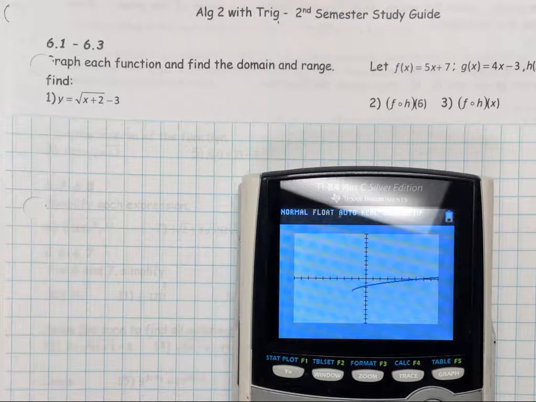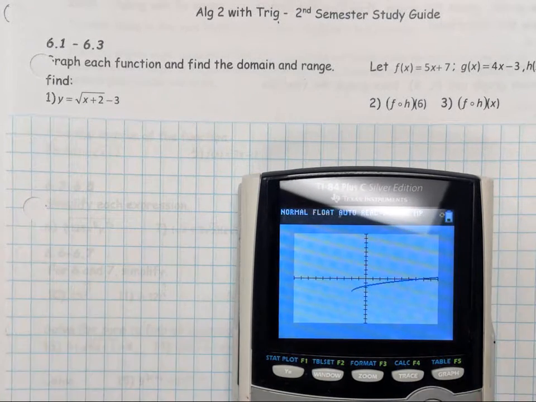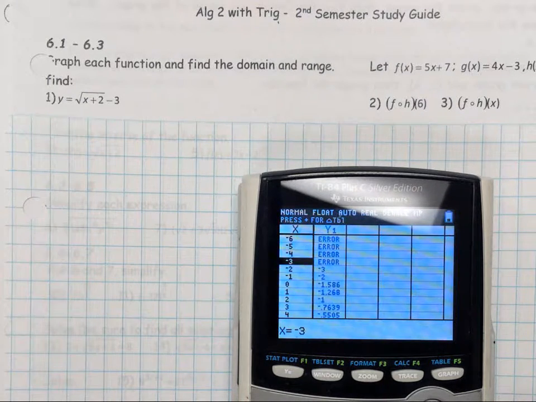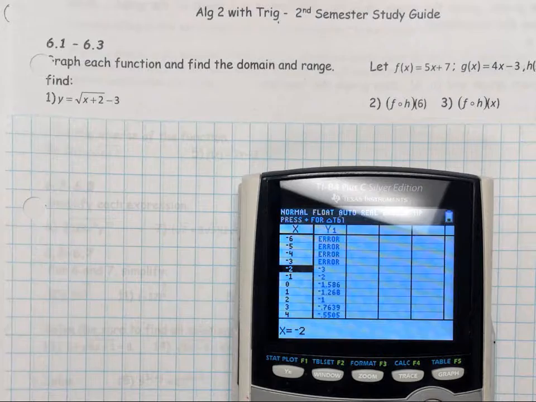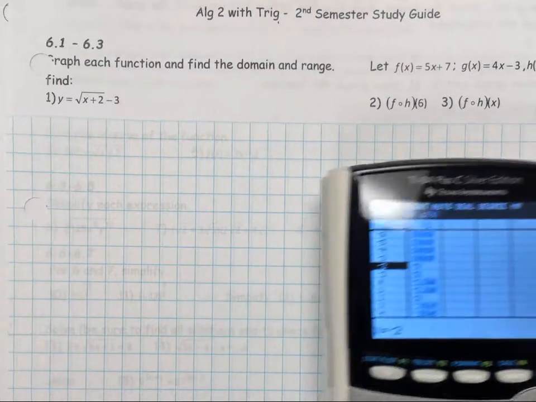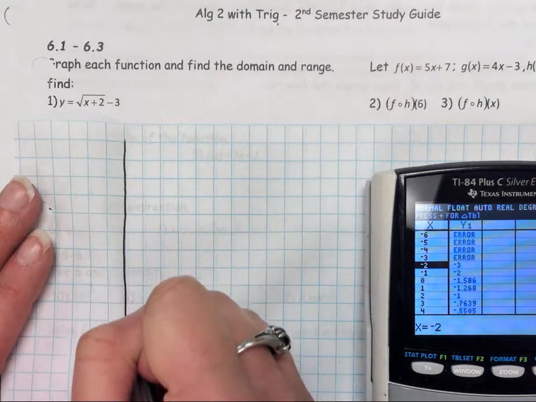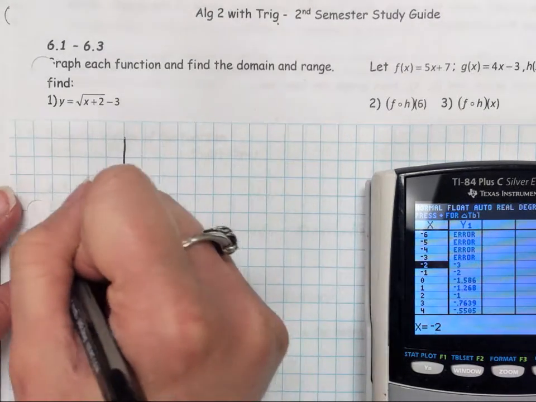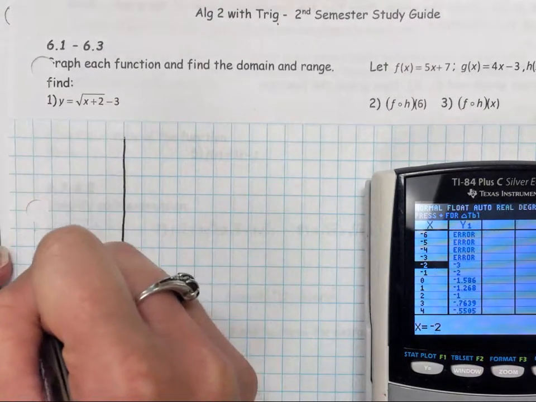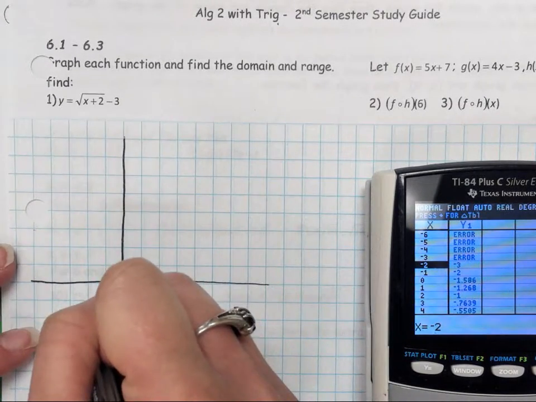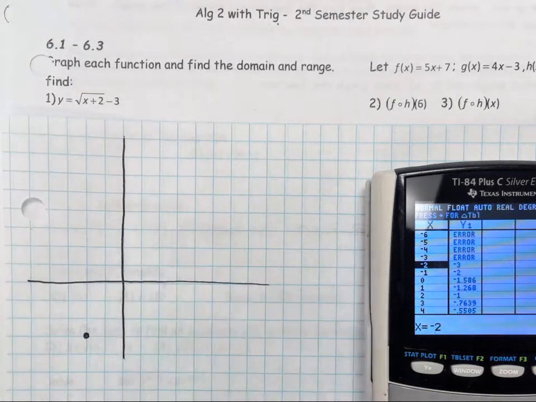Alright, so how do I go to my calculator and say, calculator, give me a whole bunch of numbers so that I can actually graph this? Let's go to second table. Very good. Alright, so you're going to get a whole bunch of errors because you can't square root a negative. So the very first one that you can graph is negative 2, 3. So let's draw ourselves a graph. And let's plot negative 2, 3.